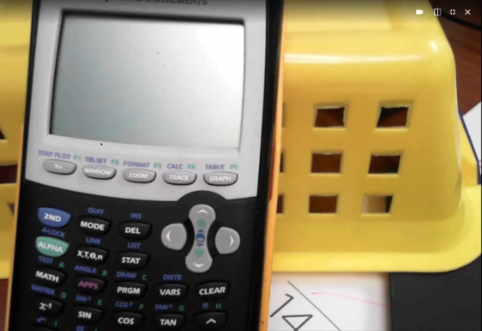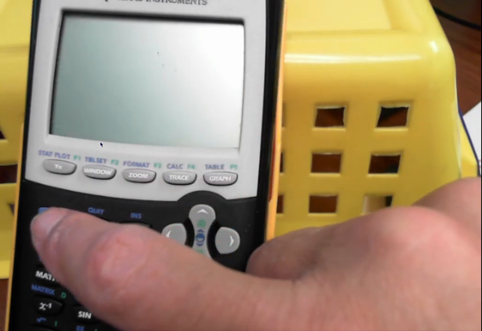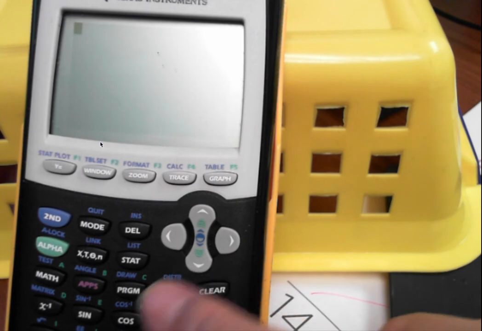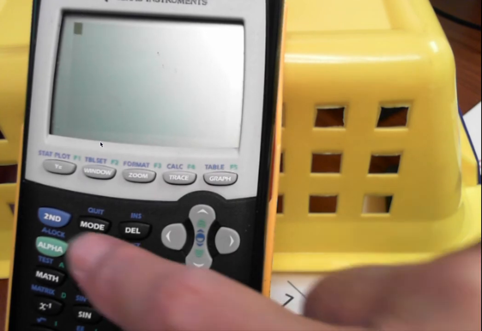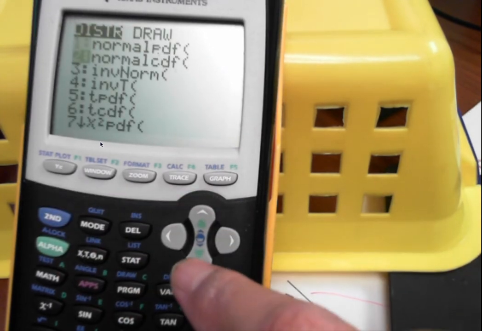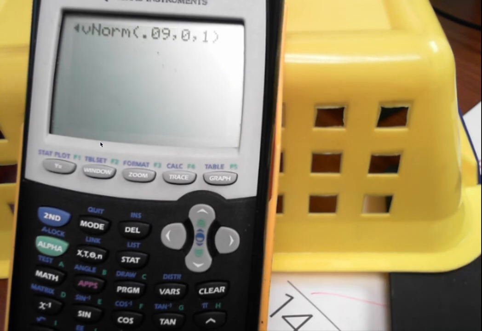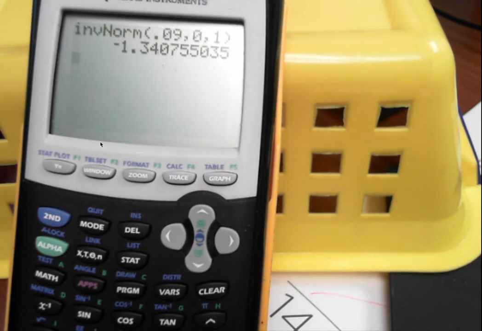All right, here we are. So we're going to do second vars. First, we're going to turn it on. Second vars, inverse norm for 9%, 0.09. And it gives us a z value of negative 1.34.